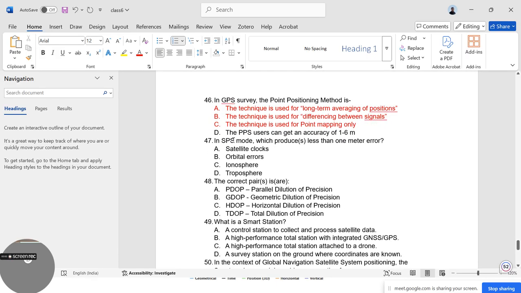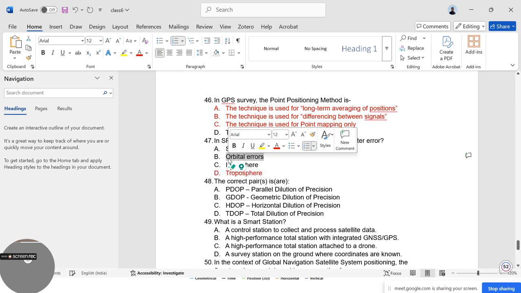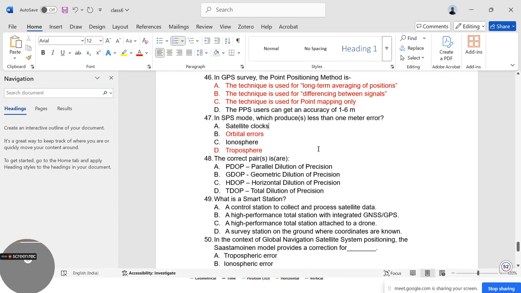The next is SPS mode, which produces less than 1 meter error. So here tropospheric and orbital errors can be great, like we just discussed in the other question, which had more than 1 meter error. So this is the opposite question, which has less than 1 meter error.